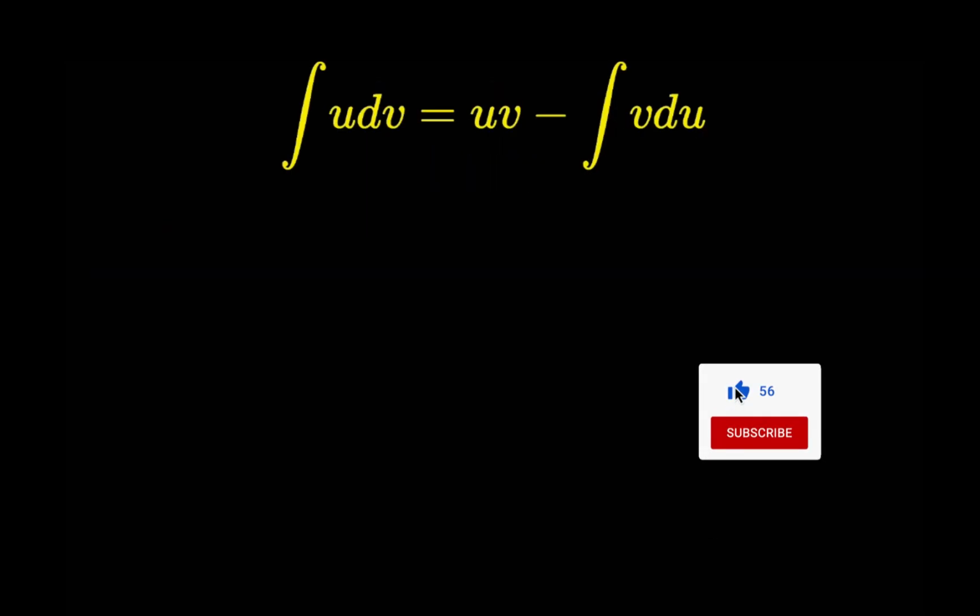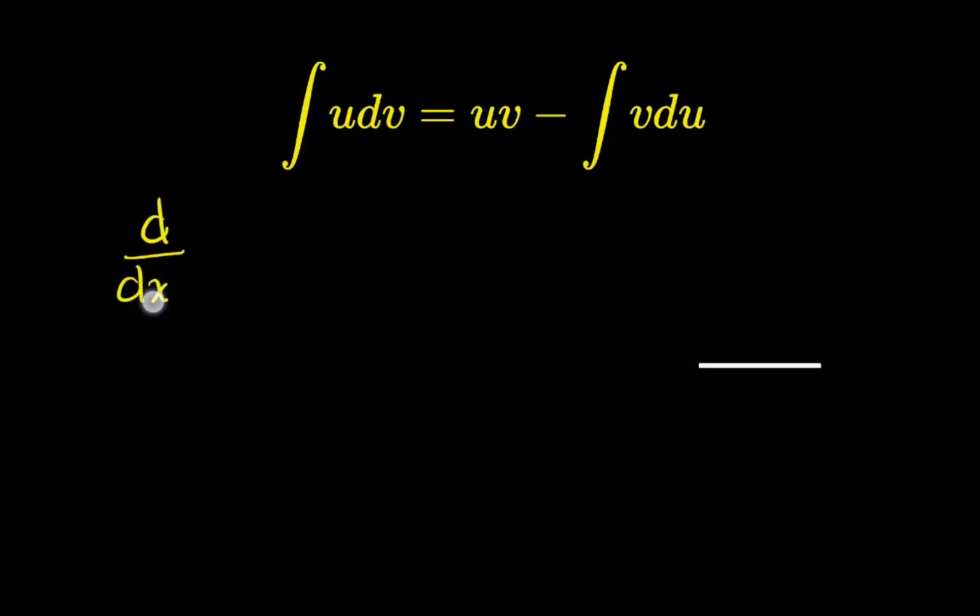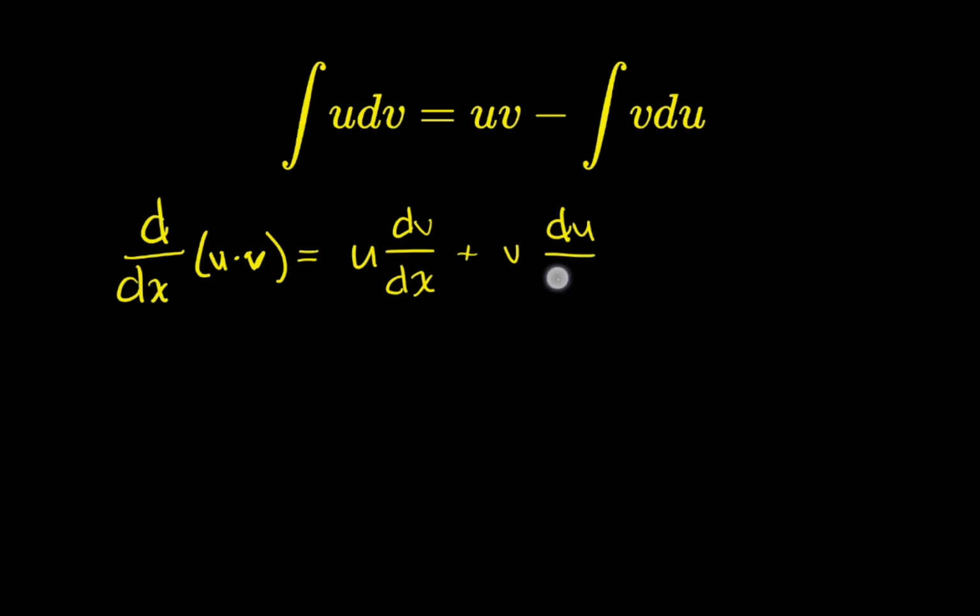Well, how do we derive this equation right here? Well, the answer is pretty simple. So let's start by writing out the product rule, which is d over dx of u times v equals u times the derivative of v plus v times the derivative of u.